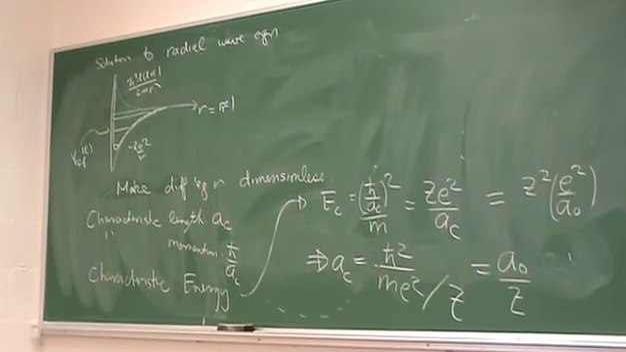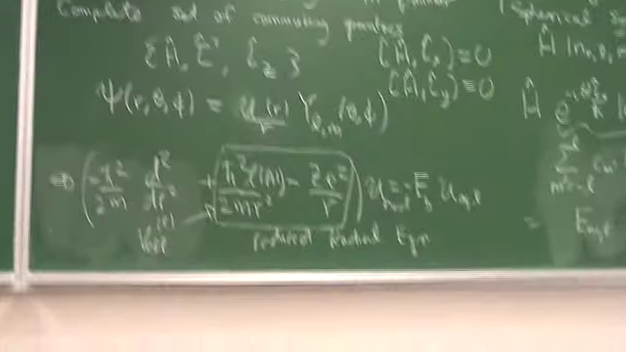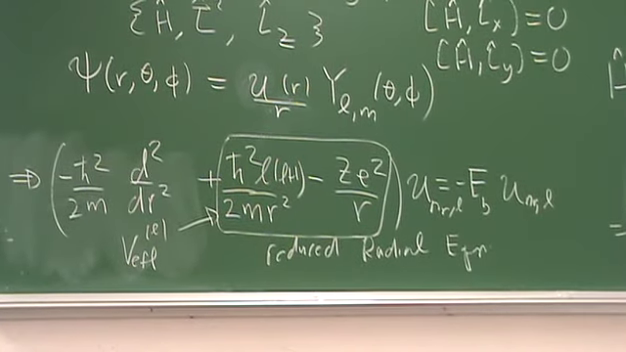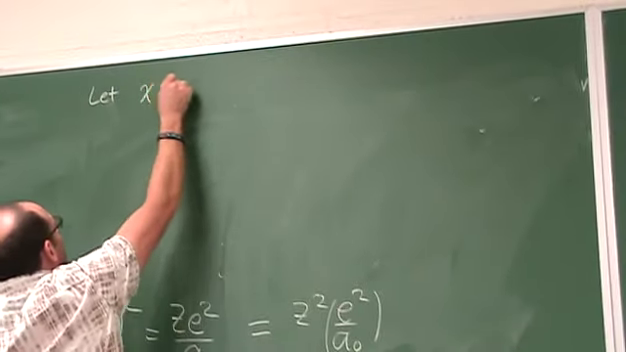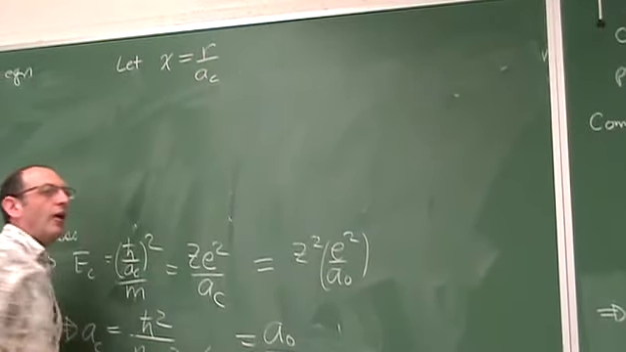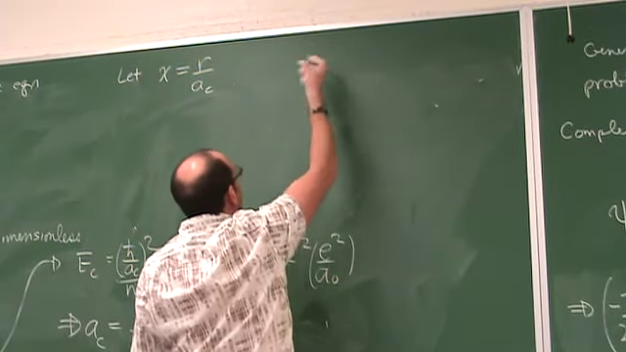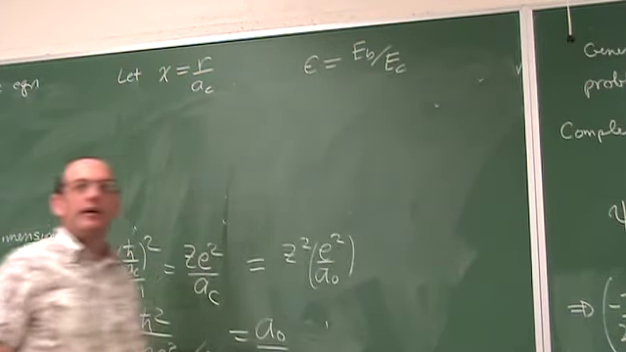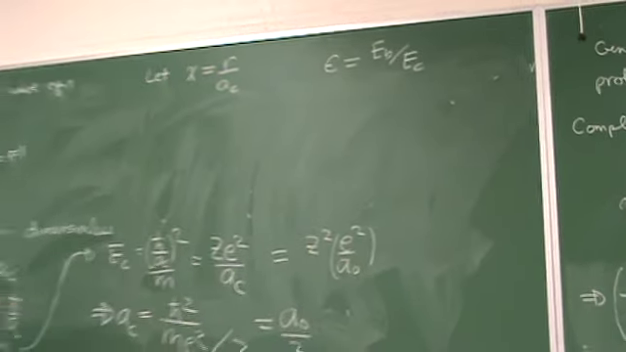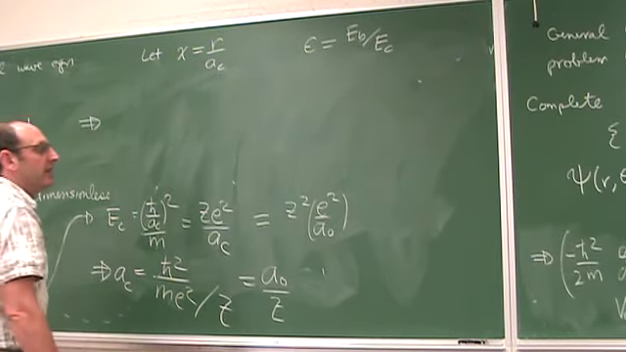So given that, let us re-express our radial equation in terms of dimensionless units. So we're going to take out the dimensions, take out the units, and define a dimensionless length x as r over the characteristic length, and the energy or the binding energy will be scaled by the characteristic energy. So with that, our radial equation becomes the following.